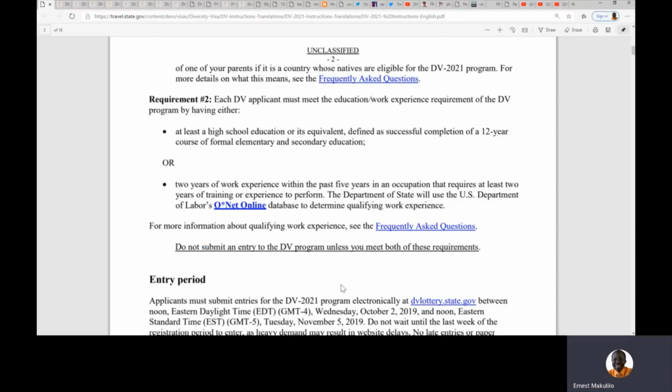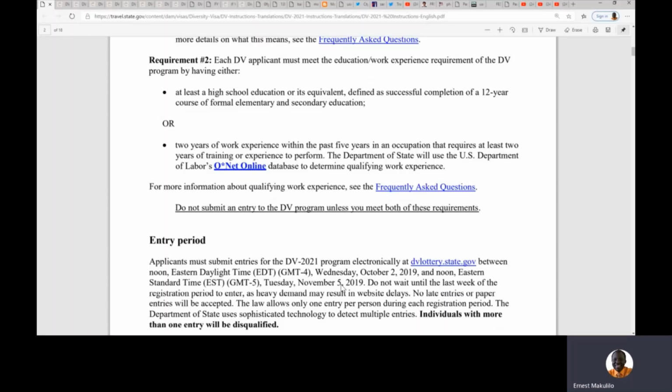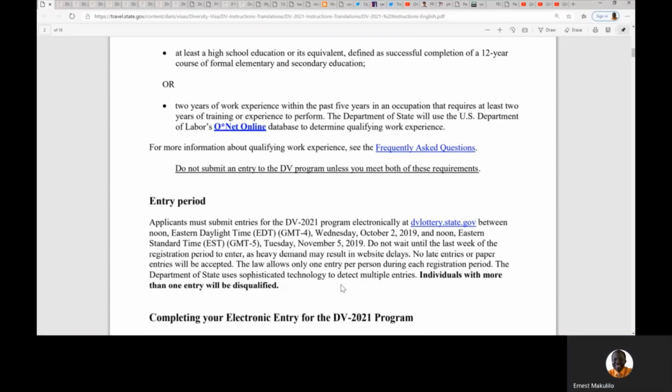So I'm not going to talk about the entry period, but overall, just know that each year the application for the green card lottery starts on the first week of October and ends on the first week of November. In mid or late September, they put out the dates. Last year it was from October 2nd to November 5th. But usually it has been the first week of October to the first week of November. That is the application period.